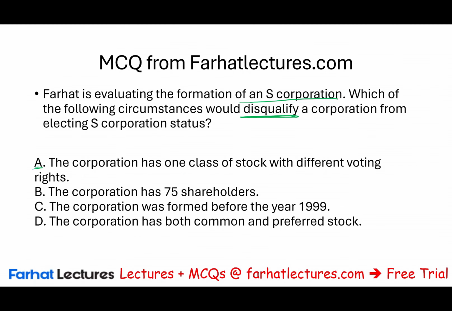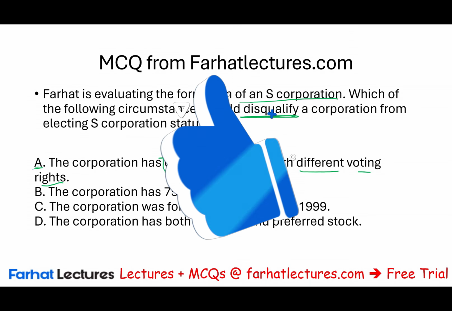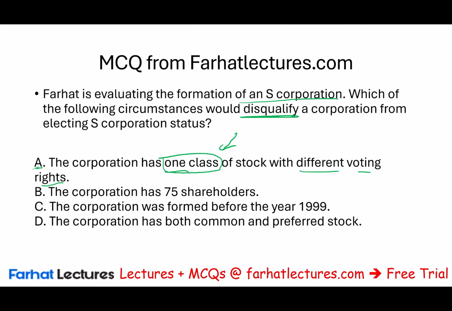The corporation has one class of stock with different voting rights. That's fine. You could have one class with different voting rights. That's okay. As long as you have how many classes? Only one class of stock. That's acceptable. Different voting rights is acceptable. Therefore, this will not disqualify it.